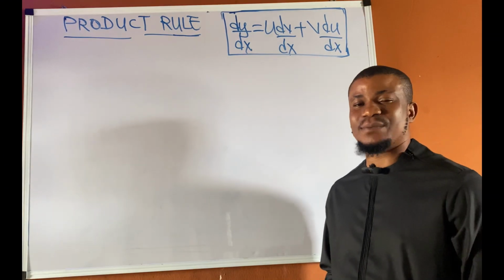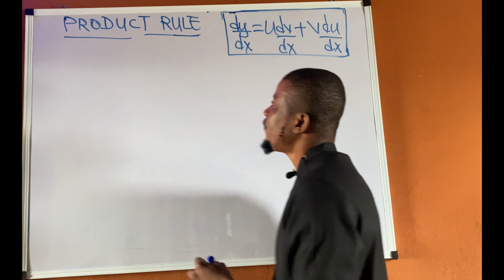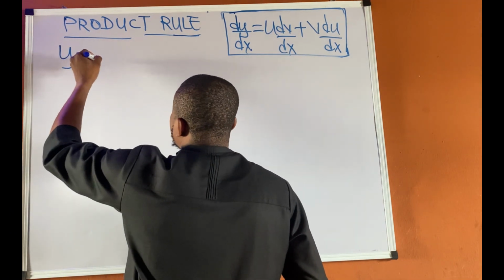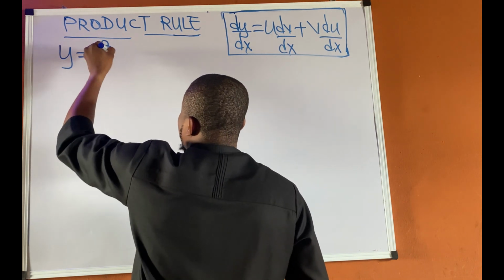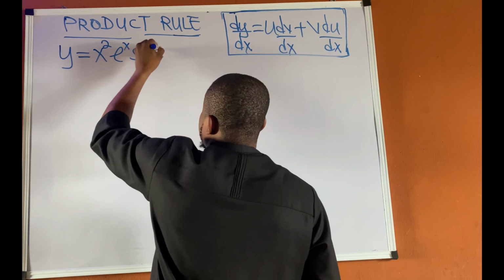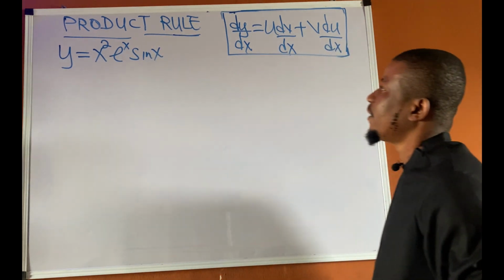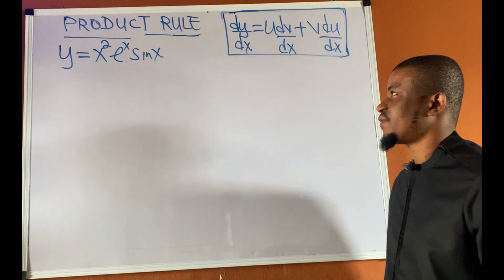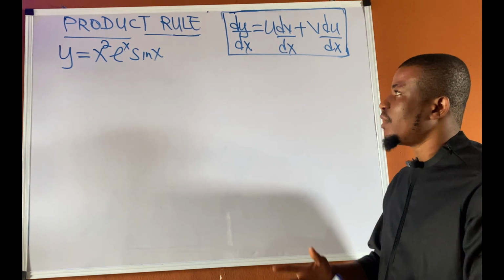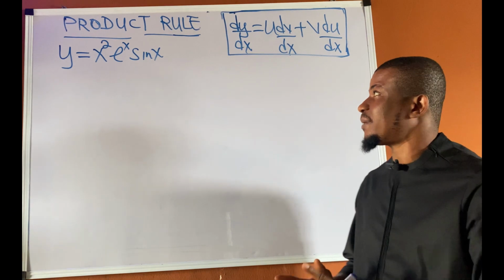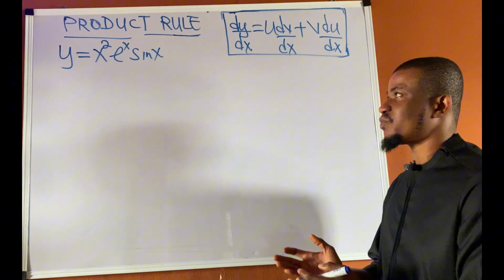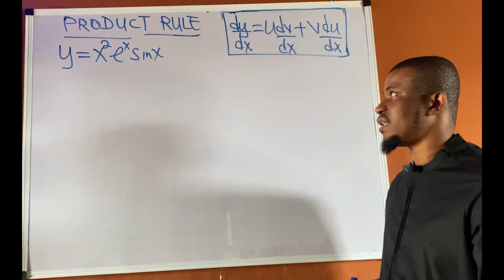Now let's look at more examples on product rule. If you have a function y equal to x squared exponential x sine x, let's look at how we can differentiate this function. If you look at this function, we have an algebraic function multiplying an exponential function multiplying a trigonometric function, right? So it's not just two functions. We have up to 3 functions multiplying together.